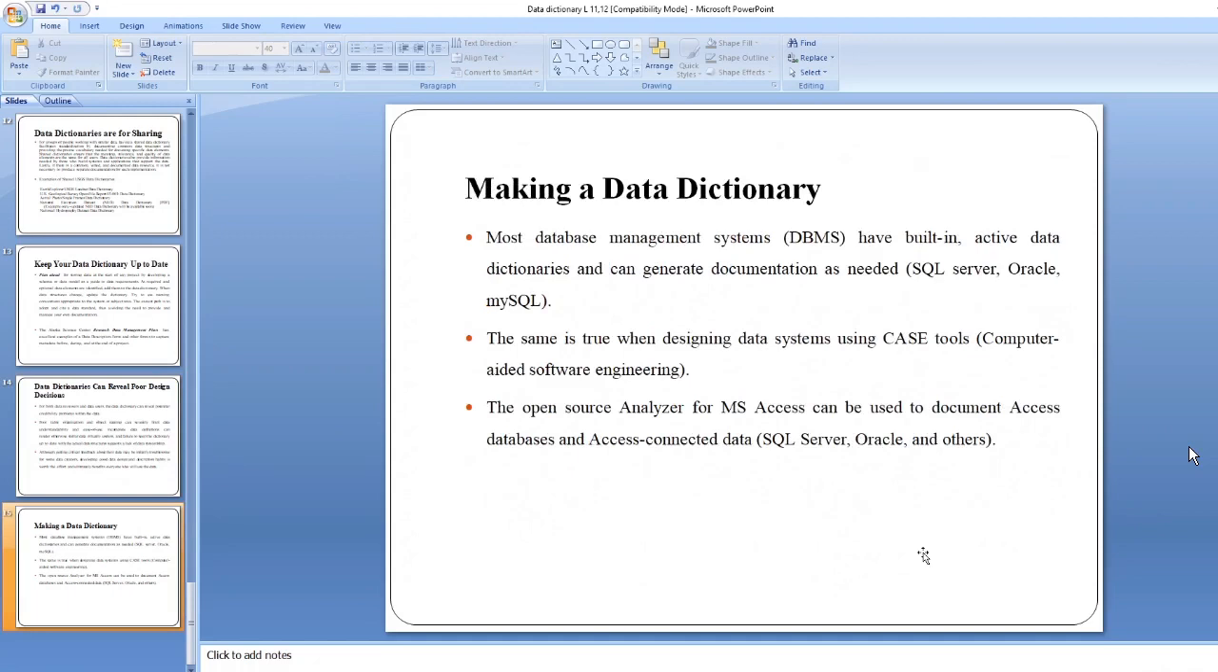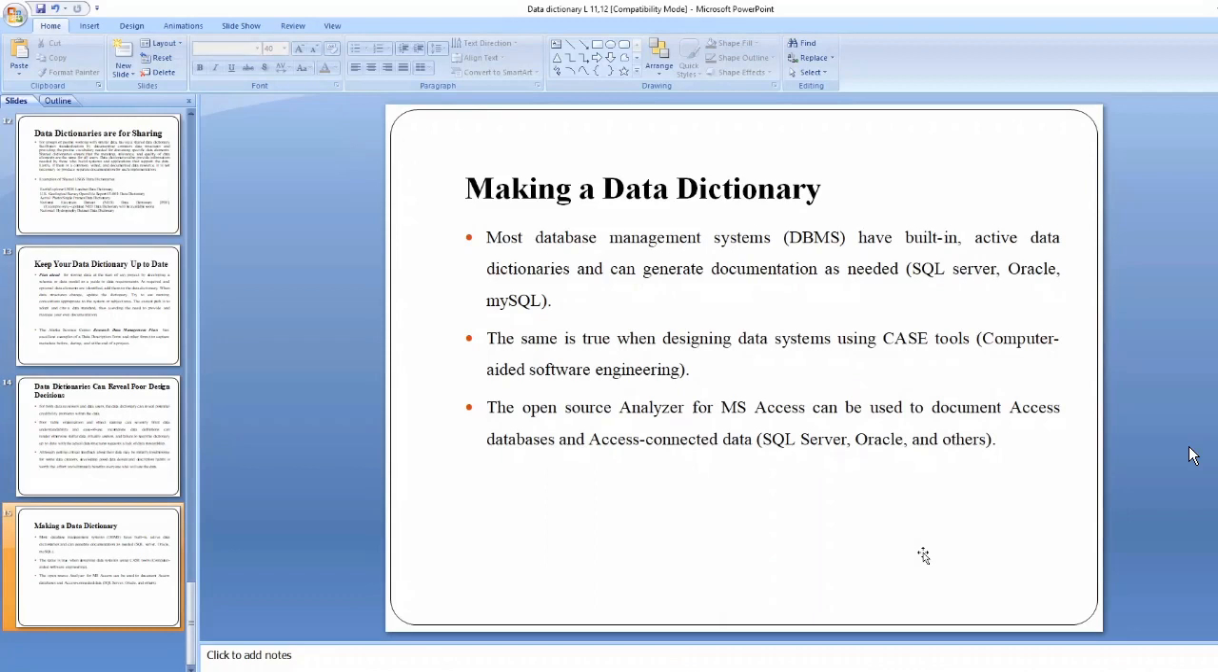Now, making a data dictionary. How do we usually make a data dictionary? Most database management systems have built-in active data dictionaries and can generate documentation as needed, for example SQL Server, Oracle, and MySQL. The same is true when designing data systems using CASE tools, that is computer-aided software engineering. These tools are also there. And open source tools and layers for MS Access can be used to document Access databases and Access-connected data, that is SQL Server, Oracle, and others.